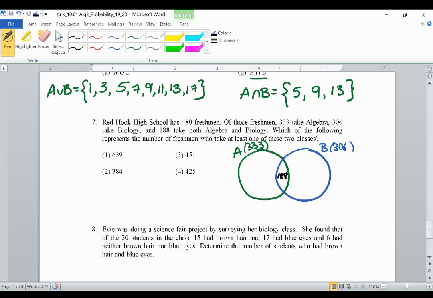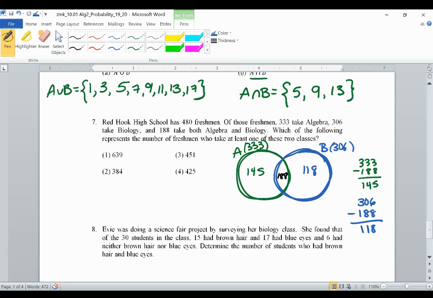To figure out how many students take just algebra, so in the green circle, it has to total to 333. I know there's 188 already in there that are taking algebra and bio. So I'm going to do 333 minus 188, and that gives me 145 students taking algebra but not bio. And then I'm going to do the same thing to find how many are taking bio and not algebra. I know there's a total of 306 in this whole blue circle. 188 of them are also taking algebra, so I'm left with 118 taking bio but not taking algebra.